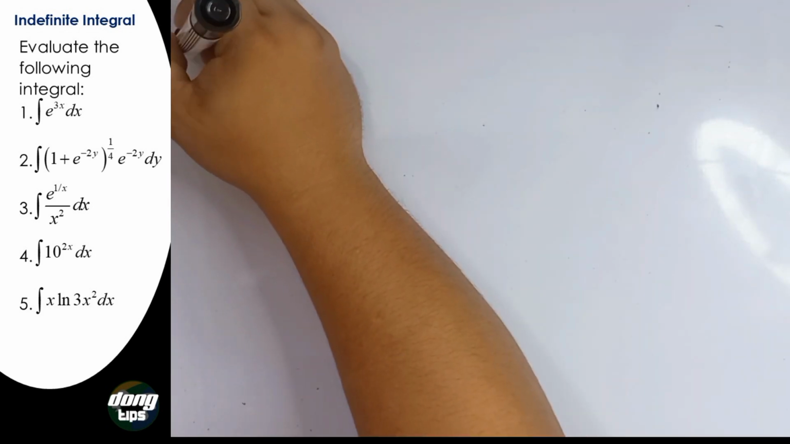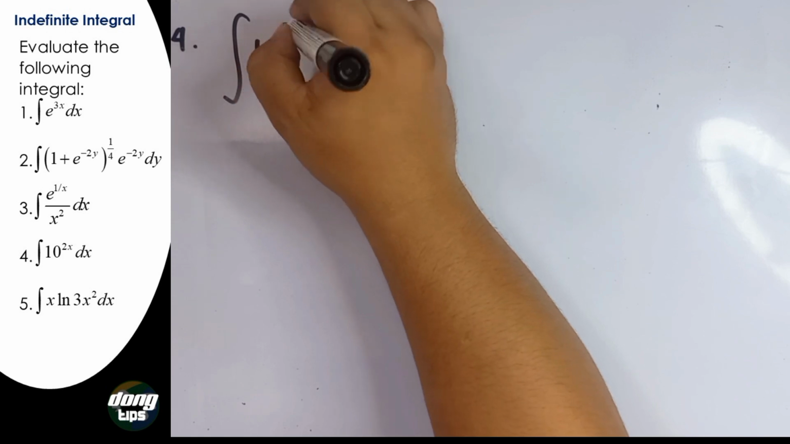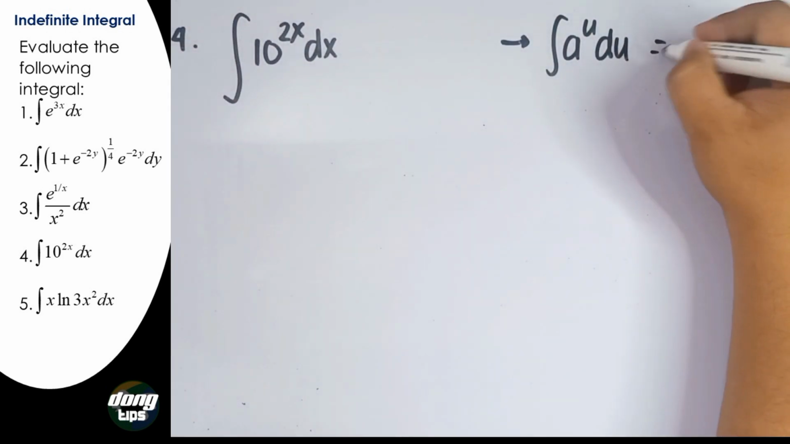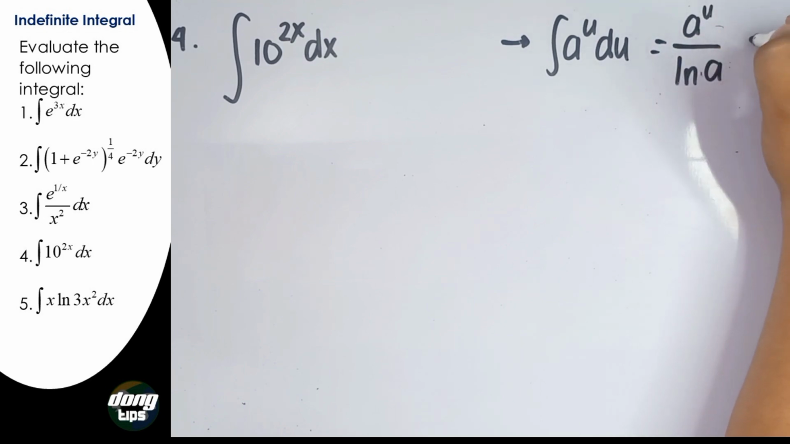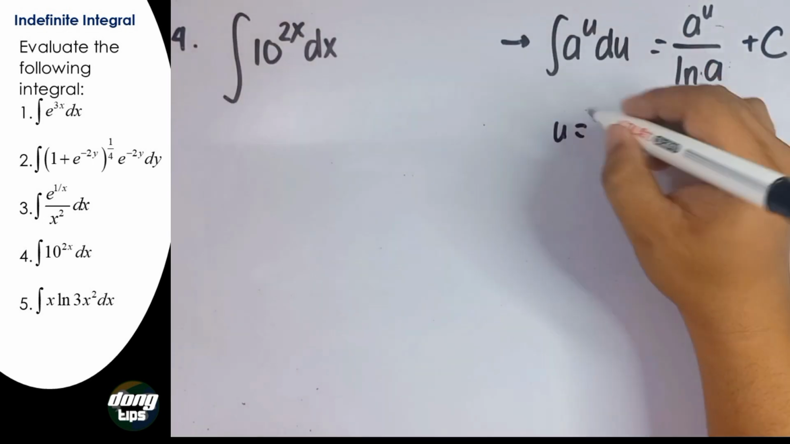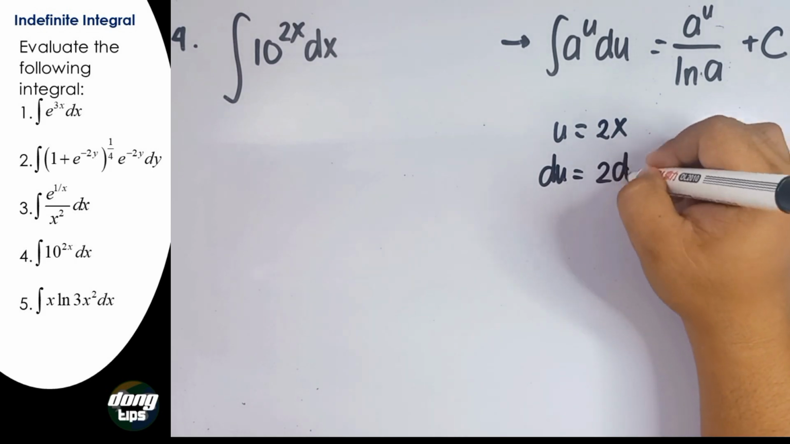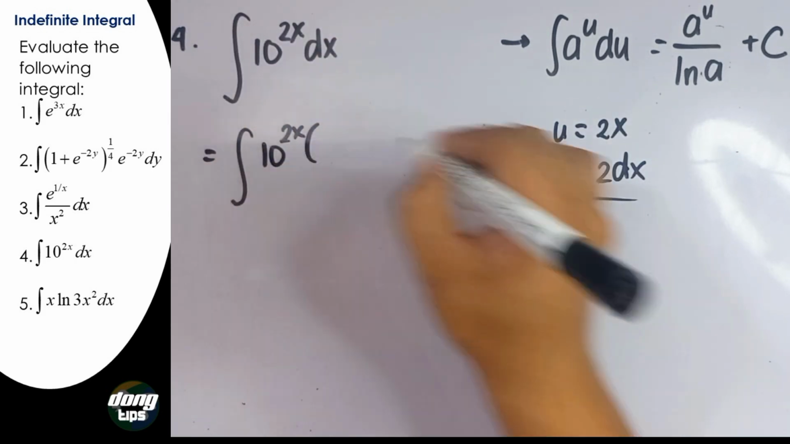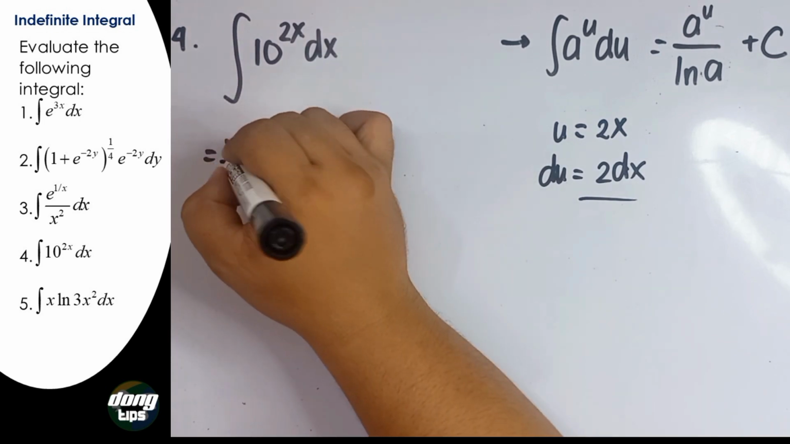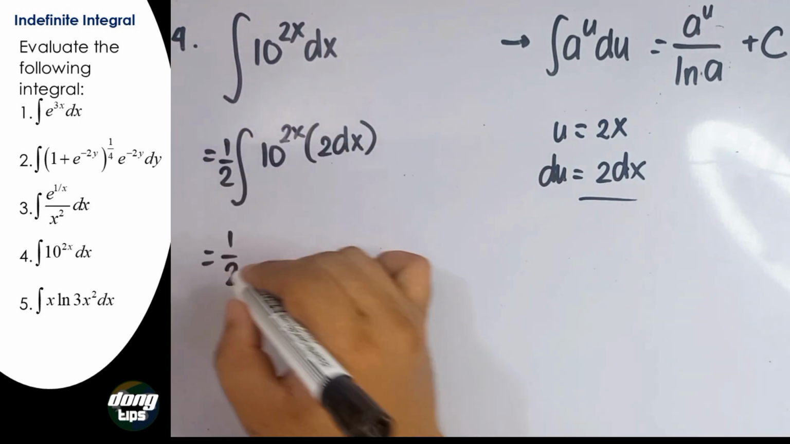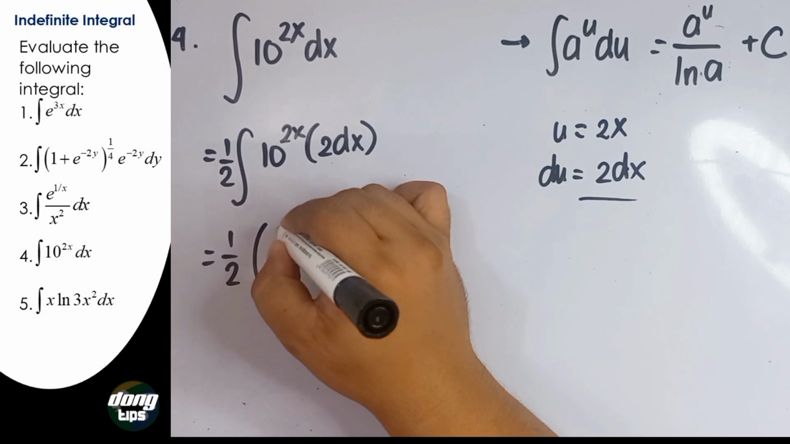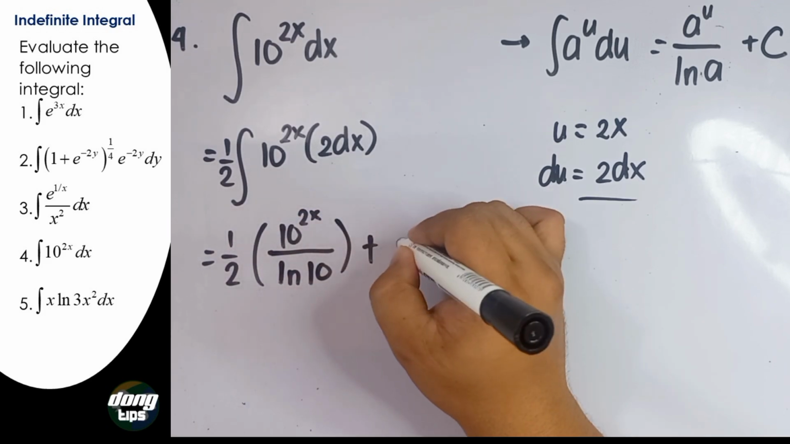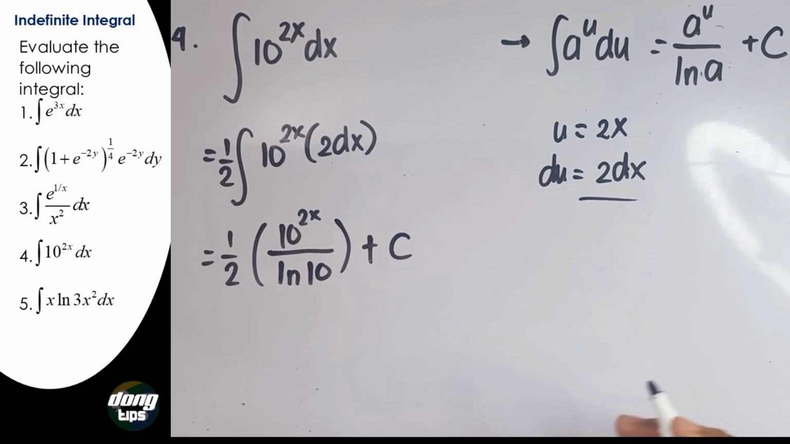Number 4, the integral of 10 to the power of 2x dx. The formula we'll be using is this one. From the given, the value of u is 2x, therefore the derivative of u should be 2dx. Let's first modify before we proceed to integration. Use du as 2dx, then multiply here by 1/2. Copy 1/2, then use the formula. And that is the answer.